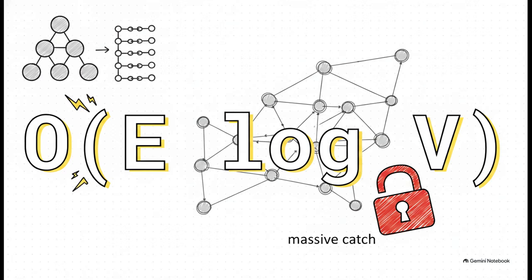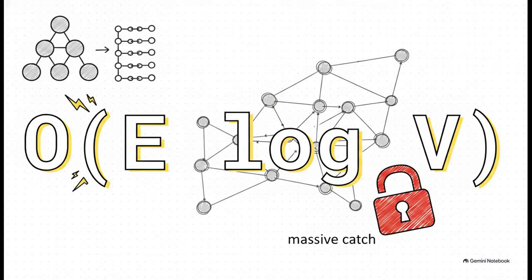Because of that min-heap and the adjacency list combo, Dijkstra's algorithm runs at a blistering speed. We are talking a time complexity of big O of E log V, where E is edges and V is vertices. It is remarkably efficient. This speed is exactly why it powers so much of our modern digital infrastructure.